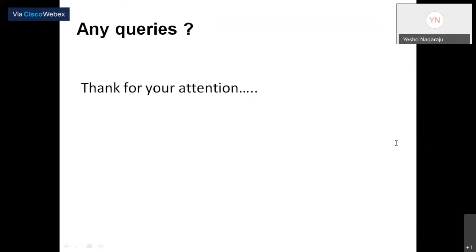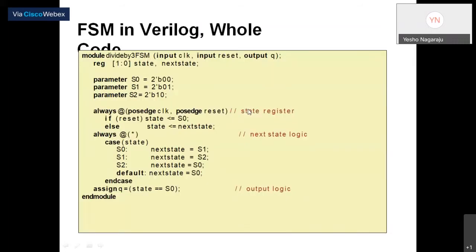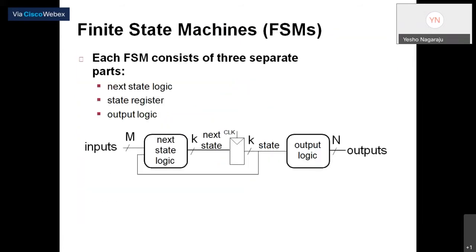Always at the red star, I have covered it in one session, which means that it is sensitive to all the inputs. The blocks which have always at the red star are the combinational blocks, which are used to define next state logic and output logic. If you see from my presentation, the next state logic and output logic will have an always block at the red star, meaning it is sensitive to all the inputs.